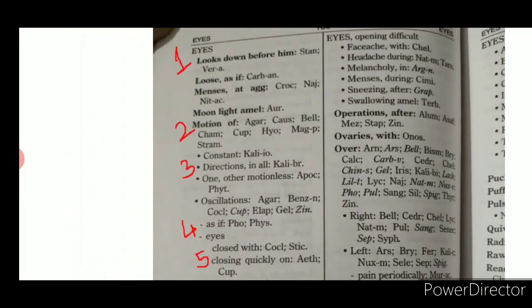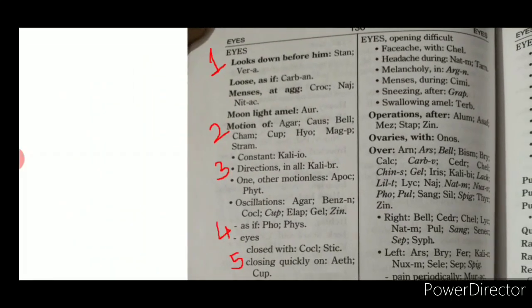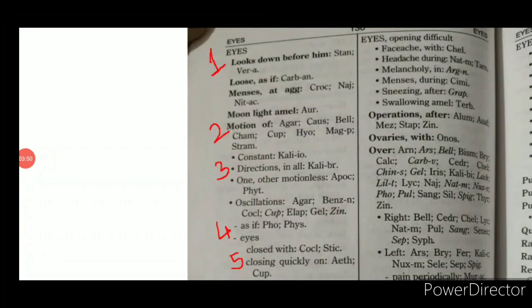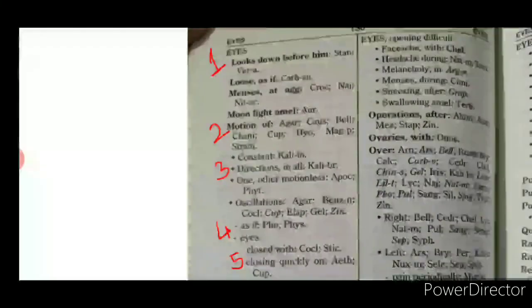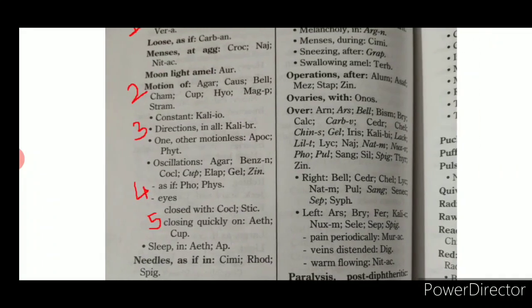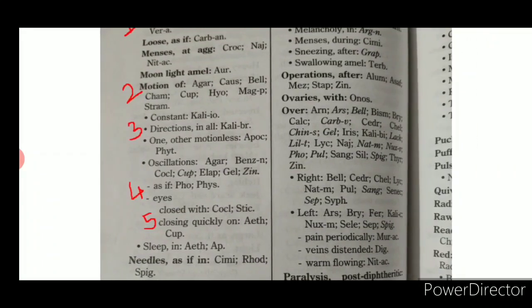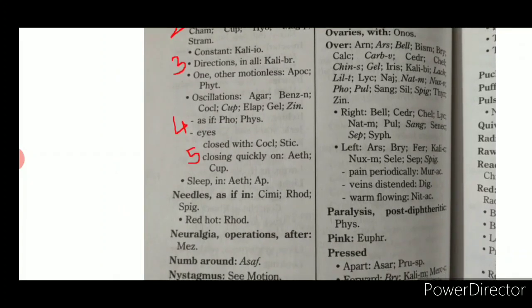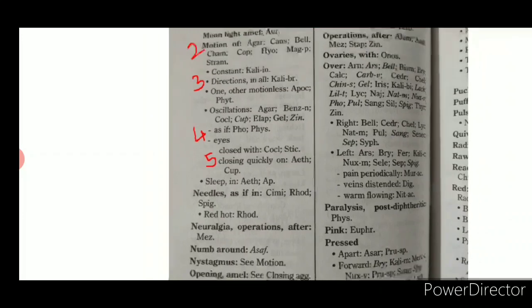Here also you can find the first, second, third and fourth level of rubrics. The first level rubric is eyes. Second level, motion of. The third level, where you are going to find rubrics denoted with a bullet or dot, is what you are seeing over here: the rubric of constant, direction and so on. The fourth level rubric is denoted with a dash, and fifth level rubrics do not have any denotations, but you will find one space under the fourth level rubric.